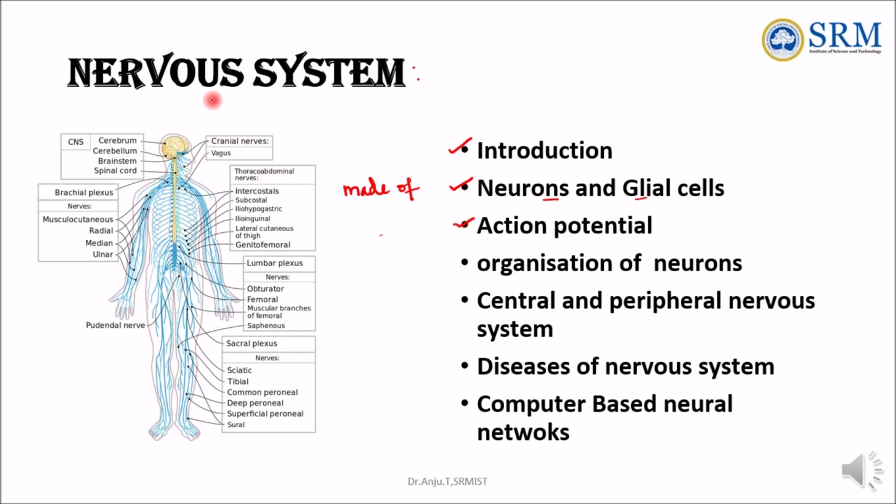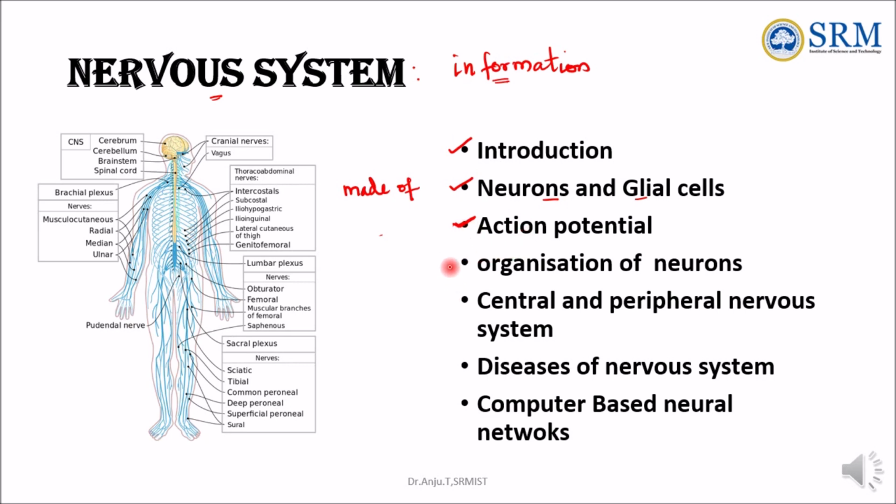The nervous system's major function is information transfer. It is a system where information is transferred inside the organism. So how is the information transferred? That is because of a process called action potential, and we will be talking about this action potential.